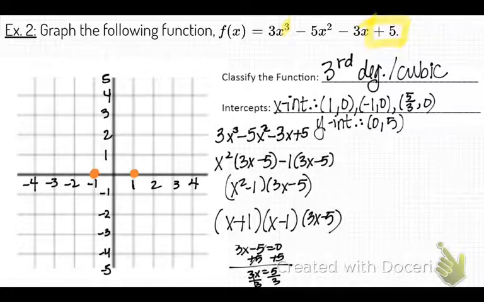Josh? Yeah. How is y-intercept 0, comma 5? Okay, good question. Let's come back here. If I plugged in 0, I would get.